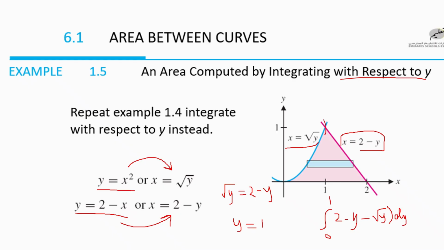When you are entering in the calculator, you have to be very careful to use the brackets, and you get the same answer, which is 5 over 6.